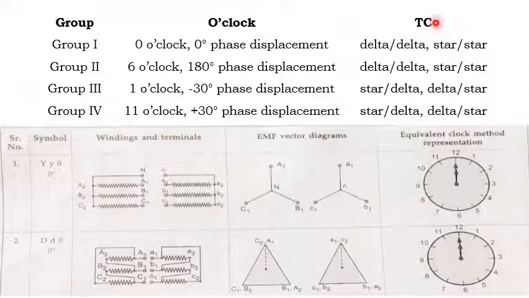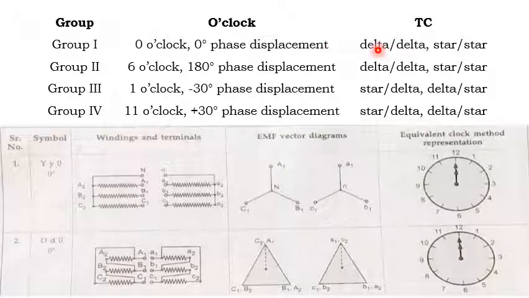So what is the transformer connection? TC means transformer connection. In such a type of displacement, we can observe delta to delta, star to star. That means the primary winding, that is the HV winding, is delta connected, and the LV winding is also delta connected. And both the HV winding and LV winding may be connected as star, that is Y connection. This is also represented as D0, capital D, small d, D0.